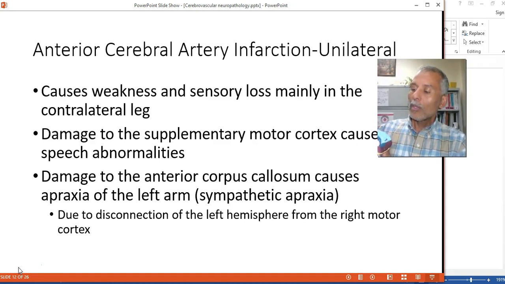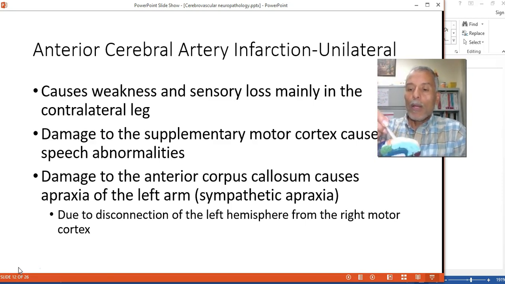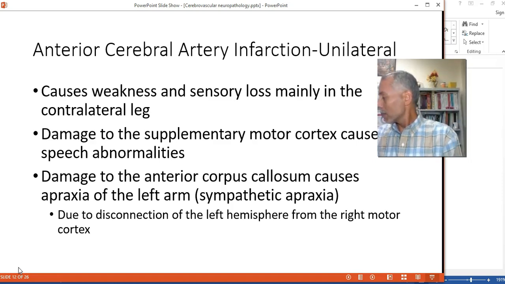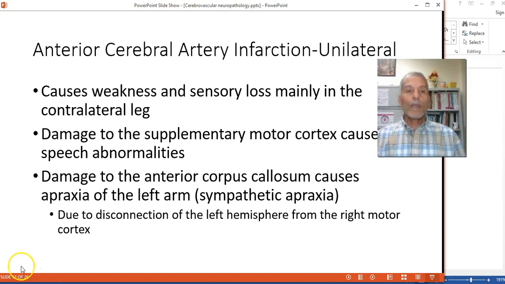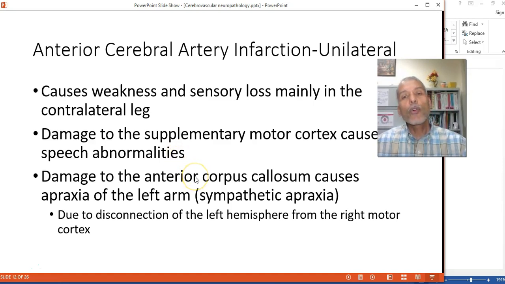So it is this location here. It starts on the top, and then it goes in between the two hemispheres. And that area is very important for speech planning and the initiation of motor movements for speech. And as a result, if that area is damaged, it is going to cause speech abnormalities in the production of speech. Damage to the anterior corpus callosum.